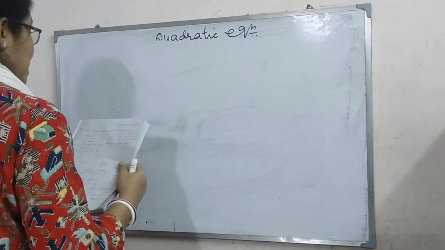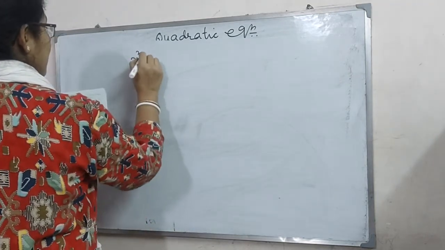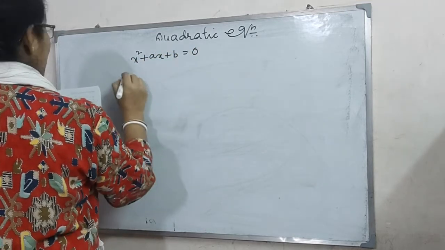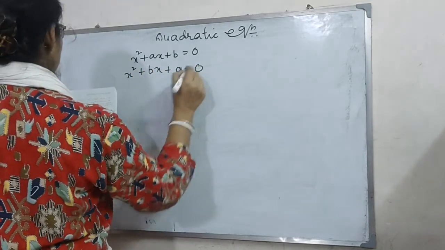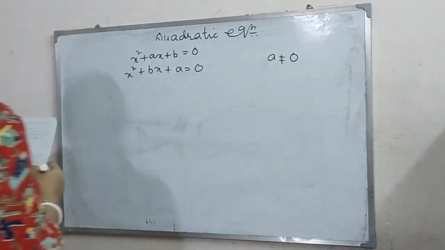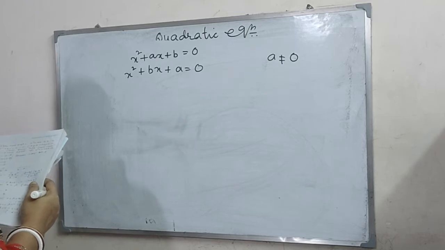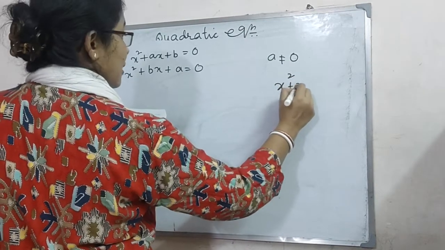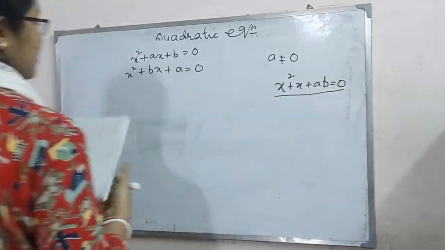Next question. If the two equations x square plus ax plus b equal to 0 and x square plus bx plus a equal to 0, here a not equal to 0, have a common root, so that the other roots are the roots of the equation x square plus x plus ab equal to 0.